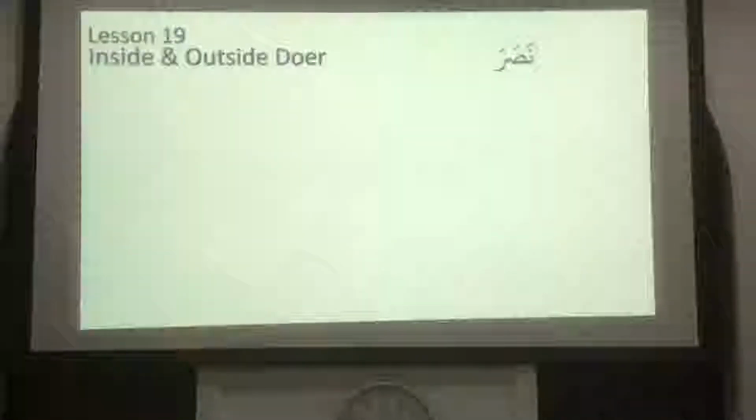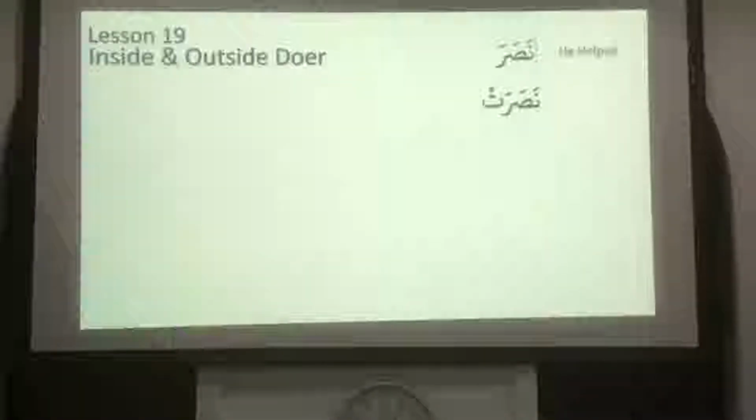Then we talked about inside and outside doer, because we know what an inside doer is: nasara means he did. So if you look at it this way, a fi'l is actually a complete sentence, as we mentioned before. Nasara is complete, he helped, which makes sense. Nasarat means she helped. For outside doers, when someone else is doing something and we want to translate that, we can only use the nasara and nasarat versions, the he and the she version. That's the only thing we can use.